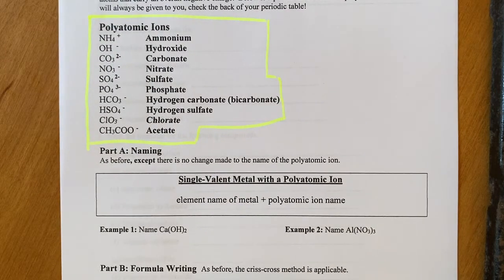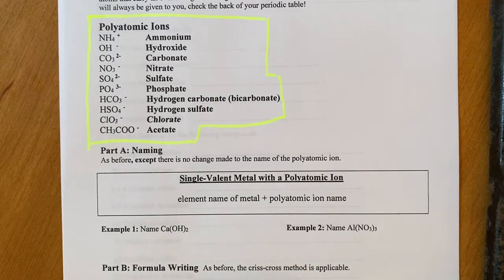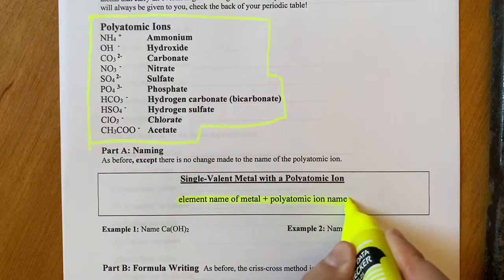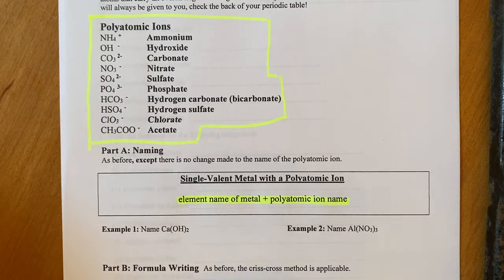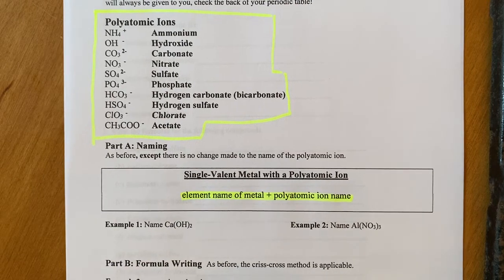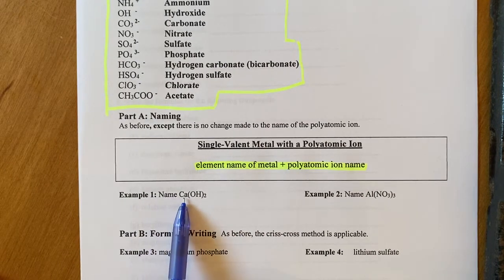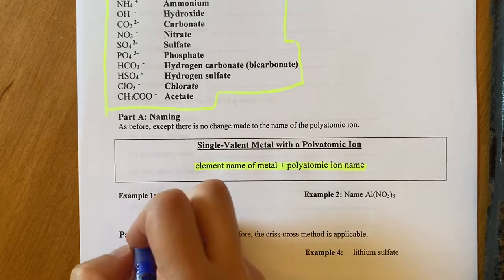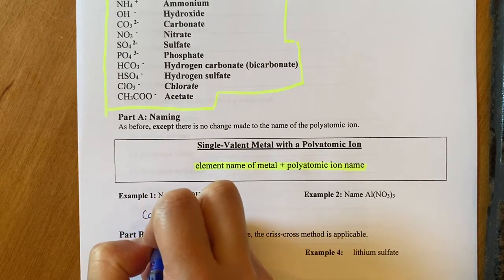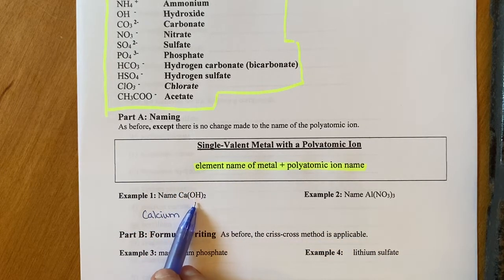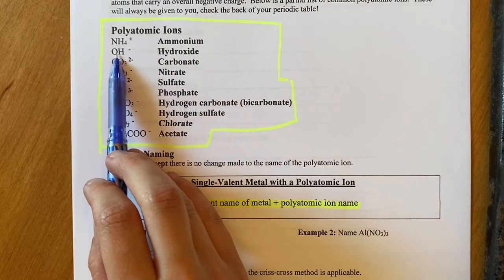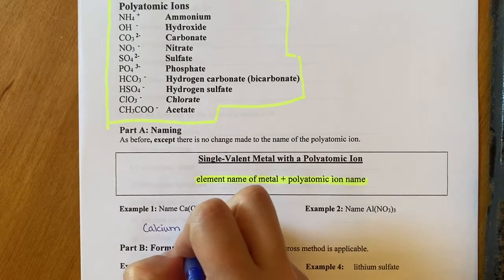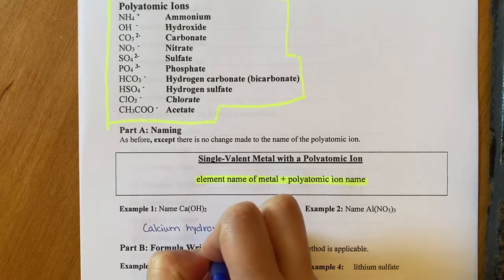The formula that we go by for naming these compounds is we still put the metal first, and the name of the metal remains the same. And then we give the polyatomic ion name, and we don't change it in any way. First example, name Ca(OH)2. Ca is calcium. And then OH, looking at our list of polyatomic ions, OH is there. It's called hydroxide. So this would be calcium hydroxide.